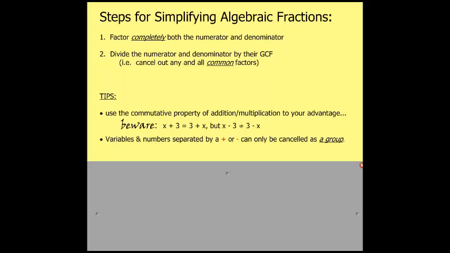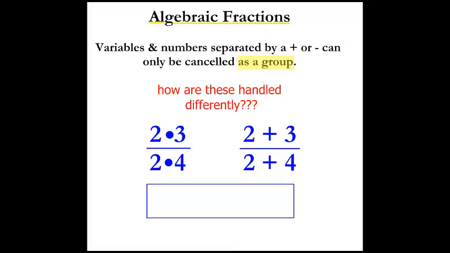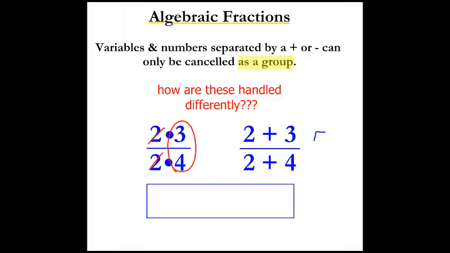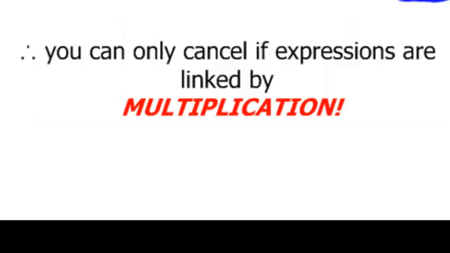This is another key component that we have discussed a little bit. I think it came up last week. Variables and numbers separated by a plus or a minus can only be canceled as a group. So if you think about 2 times 3 and 2 times 4, sure, I can cancel out the common factors of 2 and get 3/4. But 2 plus 3 and 2 plus 4, this is going to be 5/6, which is not the same as 3/4, right? We can only cancel if expressions are linked by multiplication.